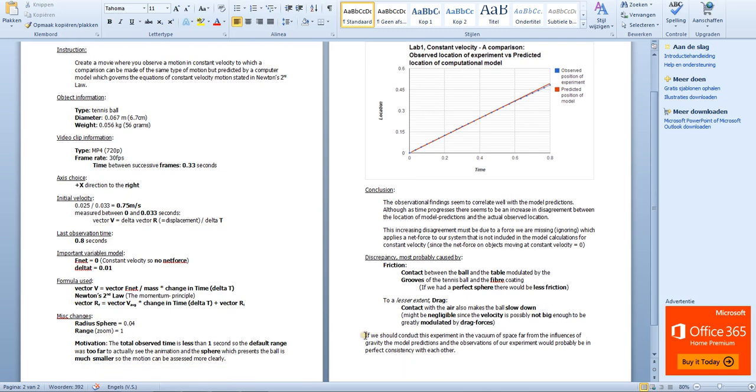So if we wrap it up, we would say that if we were to conduct this experiment in the vacuum of space, far beyond the influences of gravity and friction and drag and so on, the model predictions and the observation of our experiment would probably be in perfect consistency with each other.